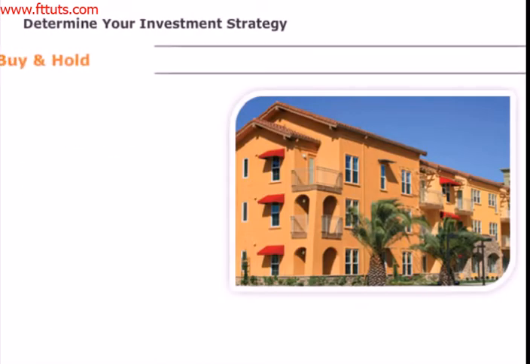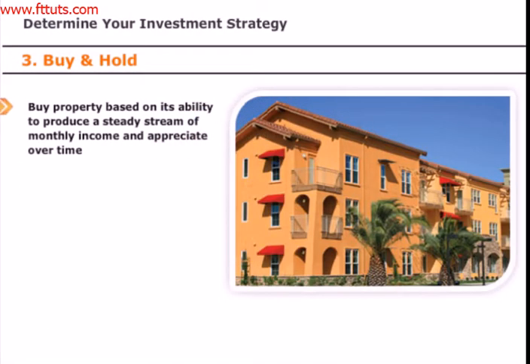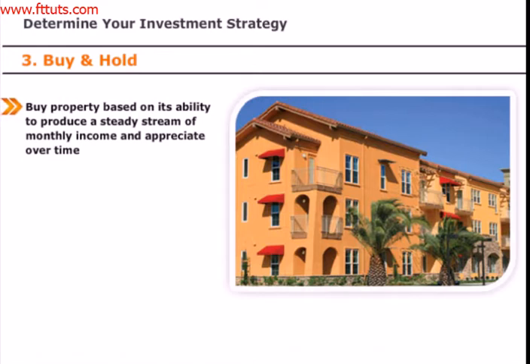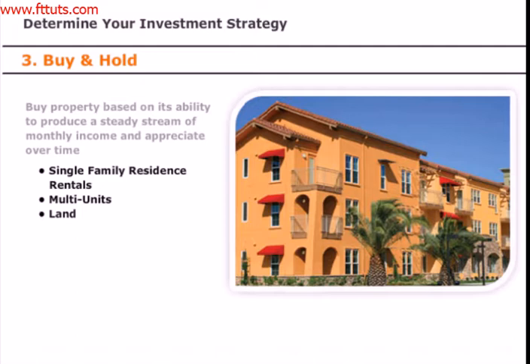The buy and hold strategy consists of buying a property based on its ability to produce income and appreciate over time. At a later date and time, the property could be sold for a profit. In the meantime, the property should generate a steady monthly stream of income over the time it is being held. Under the buy and hold strategy, you could elect to buy and hold either single-family residences, multiplex units, or land.